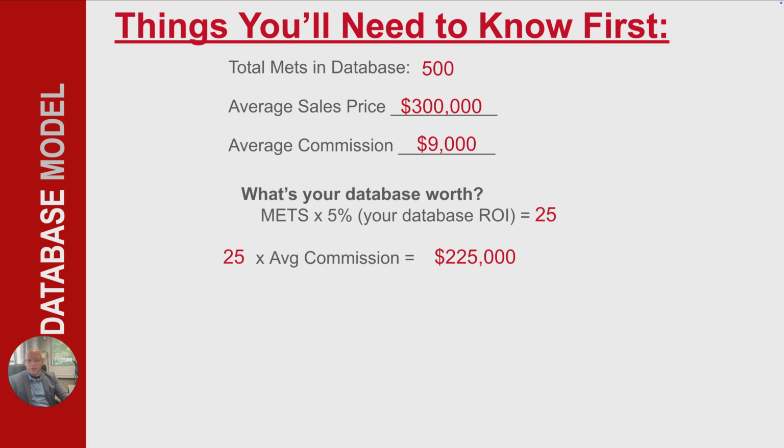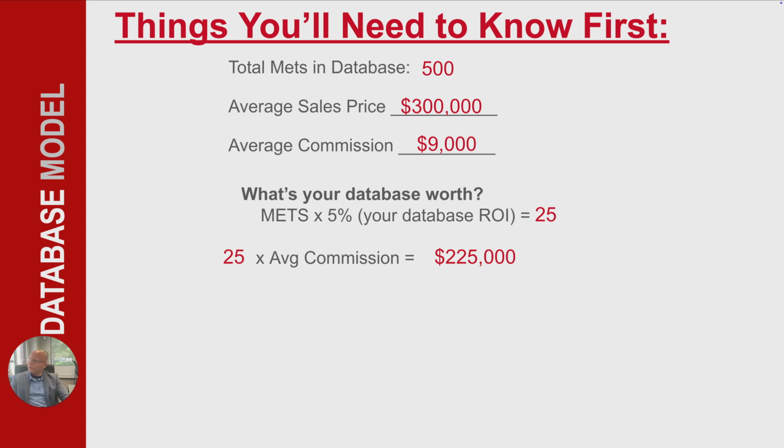So every year, the 500 people in your database is worth approximately $225,000. Wow. First off, can we just think about that? I mean, that's amazing, isn't it? All you have to do is just put 500 people in your database and communicate with them, and that should automatically equal out to $225,000 GCI for you.